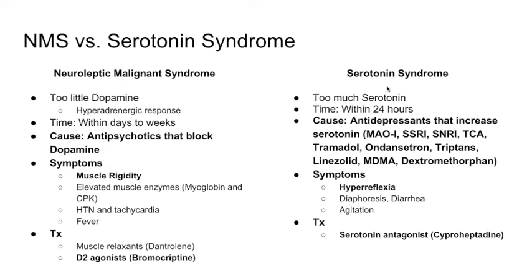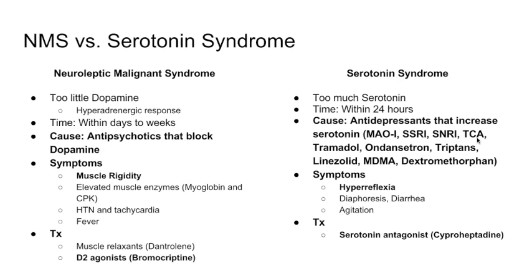Now, the next syndrome that we're going to talk about that is kind of similar is serotonin syndrome. Serotonin syndrome is because there is too much serotonin. It's typically within 24 hours of starting medications that increase serotonin, and it's really caused by any medication that increases serotonin, mainly the antidepressants: the monoamine oxidase inhibitors, the SSRIs, the SNRIs, and the tricyclic antidepressants.